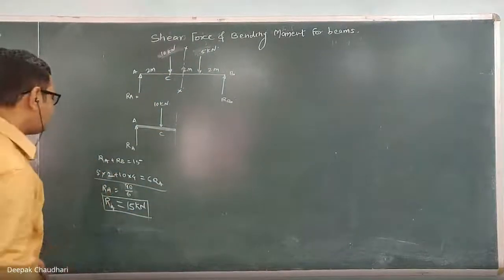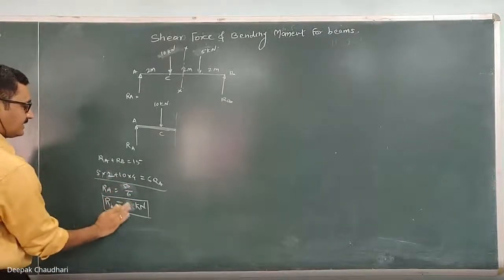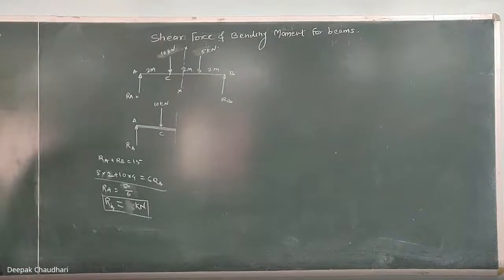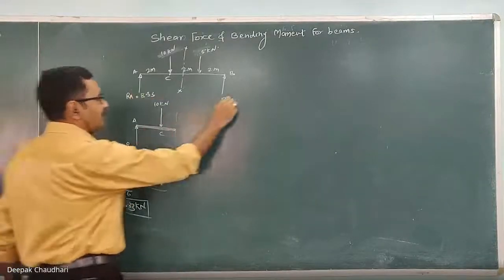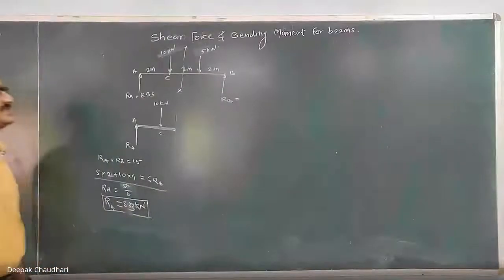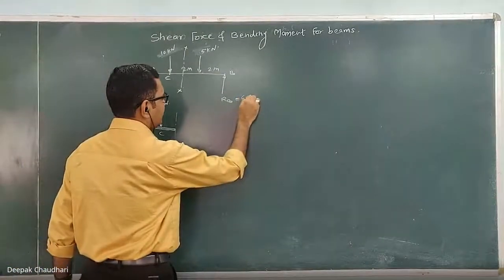Now how much is this? 10 plus 40, 50. 50 divided by 6. Now tell me. 8.33. So if RA is 8.33, how much is RB? It is 15 minus 8.33. How much? 6.67. Yes, sir. Okay.